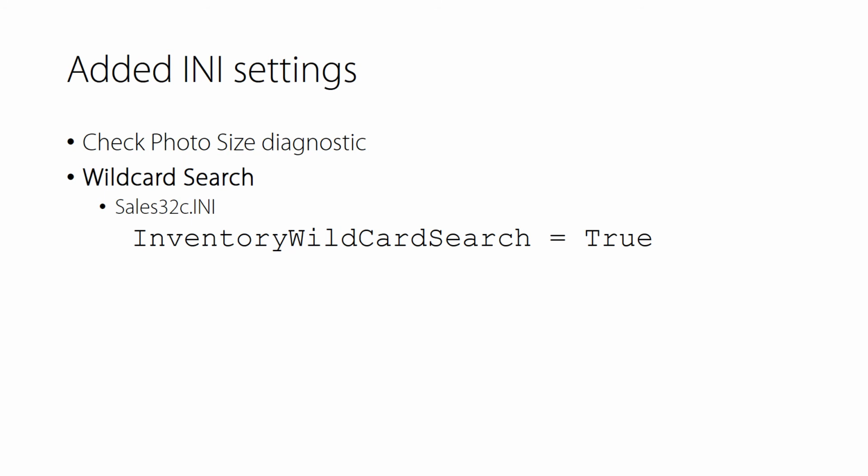To improve the inventory lookup feature, the new Sales 32C INI setting, Inventory Wildcard Search, is now available. When the inventory wildcard search equals true, the inventory lookup feature performs wildcard searches by default, where previously the users had to check a box before performing a wildcard search in Sales.